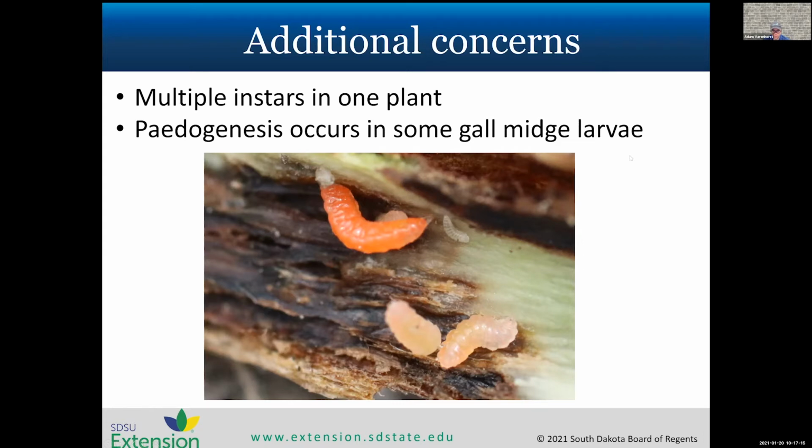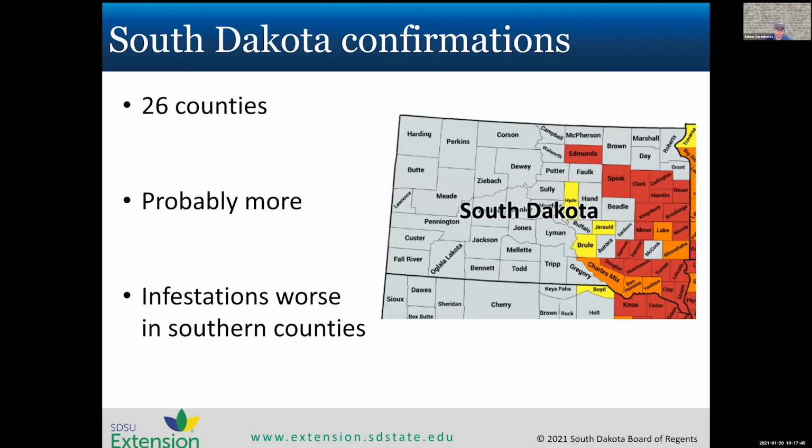Now, we don't know if this occurs yet, but there's a phenomenon where gall midge larvae are known to go through what's called paedogenesis. And that's where larvae produce larvae. That's maybe a possibility for why we can see so many different stages. We don't know yet, but that's something we are looking into. We're hoping this doesn't occur with the soybean gall midge, because that would make it a little bit more difficult to manage down the road.